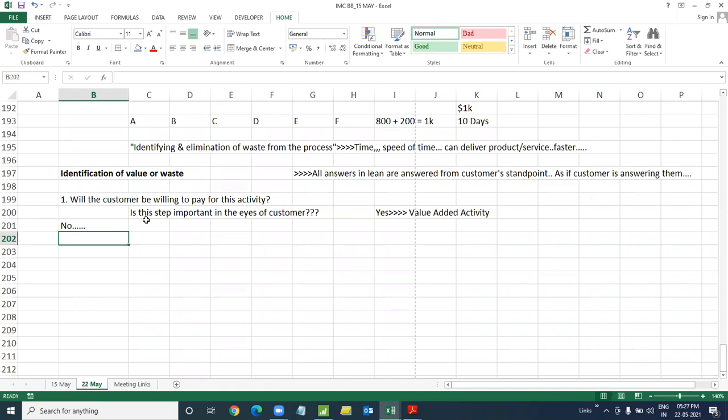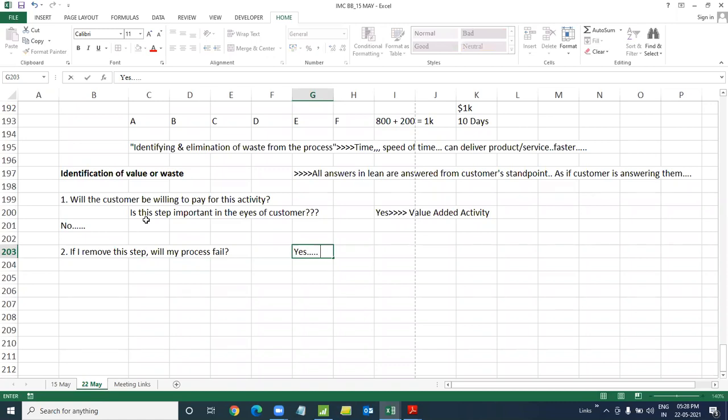But if you get the answer to the first question as no, it's not a valued activity in the eyes of the customer. The customer is not willing to pay for this. Step number 2, question number 2, is what you ask. If I remove this step, why? Because the customer is not willing to pay for this. Will my process fail? Bottom line, because the customer doesn't want it, I would like to remove it. But if I remove it, will my process fail? Either you're making a product or you're delivering a service, will it fail? If the answer is yes, then it's a value added activity. It must be done to ensure the process runs smoothly.